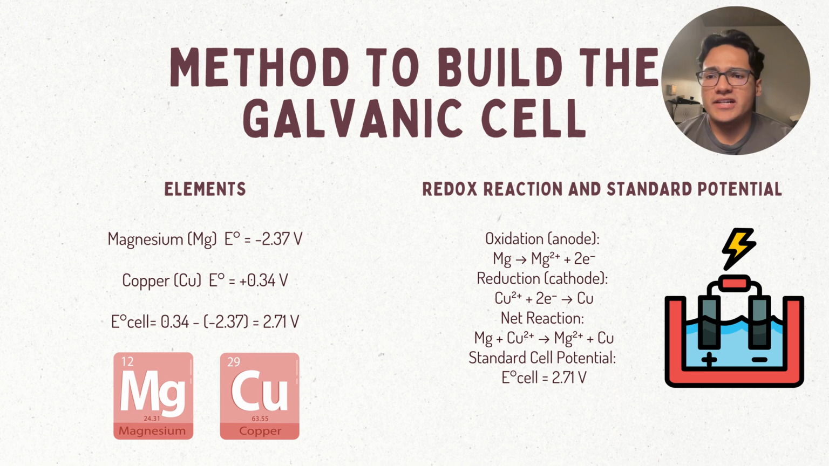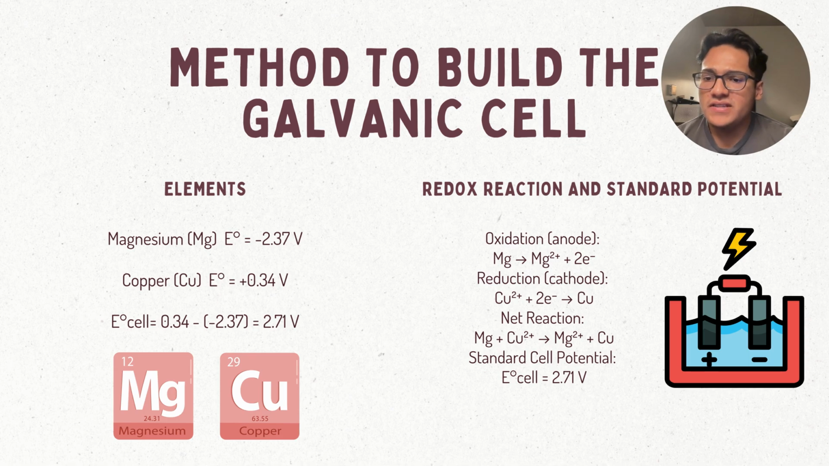In this slide, we explain how we built our galvanic cell and calculated its expected voltage output. We selected magnesium and copper as our electrodes based on the standard reduction potentials. Magnesium has a very negative potential of minus 2.37 volts, which means it can easily give up electrons. So we used it as an anode, where oxidation occurs. Then copper, on the other hand, has a positive reduction potential of plus 0.34 volts, meaning it accepts electrons more easily. So it acts as a cathode where reduction takes place.